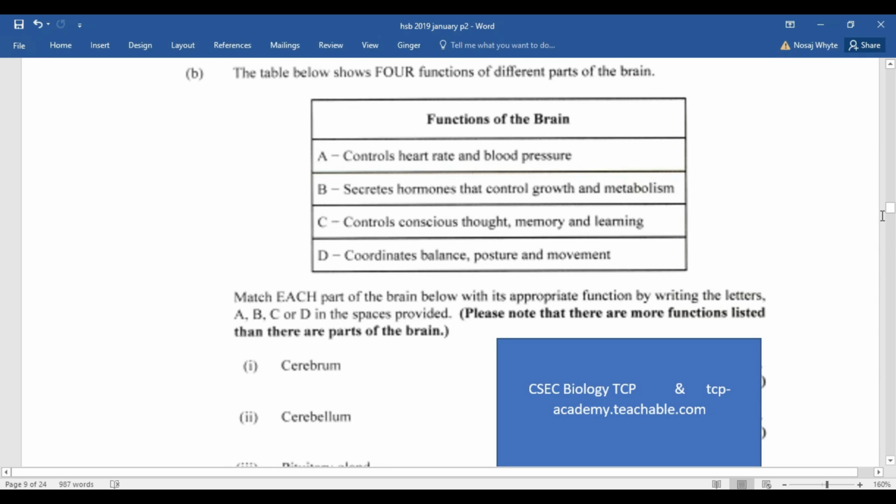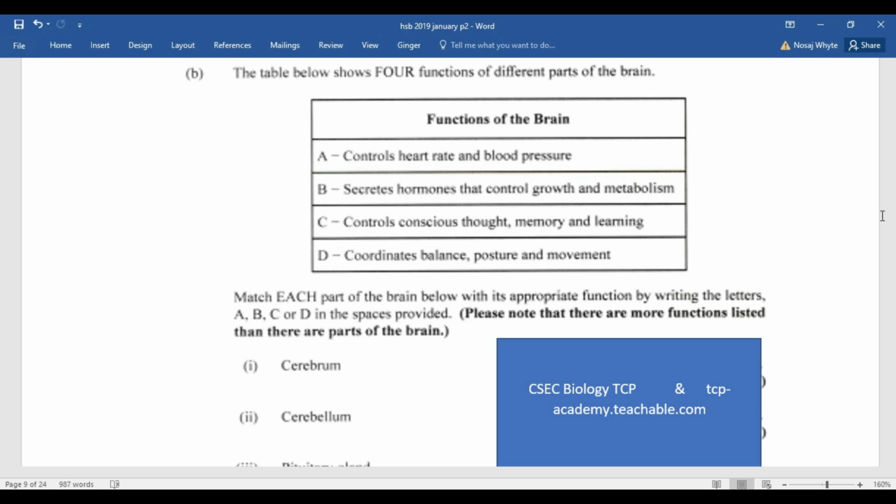So here the function of a brain controls heart rate and blood pressure. So this is an autonomic action. All right, so that is going to be, I think, the medulla oblongata. Secretes hormone that controls the growth of metabolism. I think that's a pituitary gland. Control conscious thought, that's the cerebrum, and coordinate balance, posture, and movement. That is going to be the cerebellum. I like to talk about the cerebellum as balancing because the 2 L's there remind me at all time about a walking stick. So the walking stick would assist you with the balance.